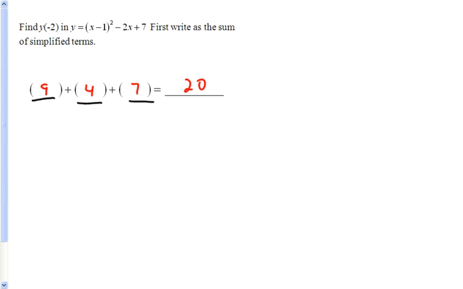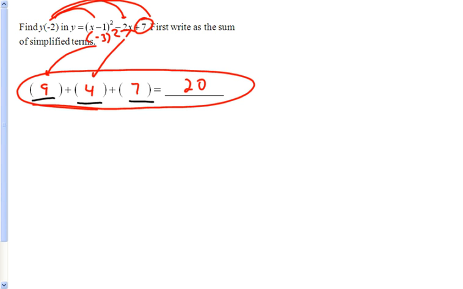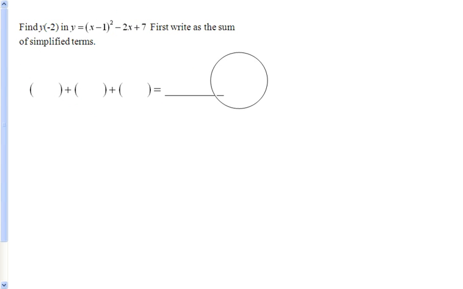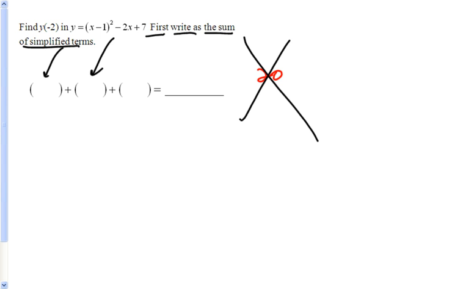One last time. Negative 2 gives me negative 3 squared, which is 9. Negative 2 times negative 2 gives me plus 4. It doesn't matter what I put in, there's no x's in that, that's just plain 7. When I add those together, I get 20. Now what happens on your test paper if you give me this and you write 20? I'm going to say wrong. First, write as the sum of simplified terms. I'm going to expect you to write that 9 plus 4 plus 7 equals 20.